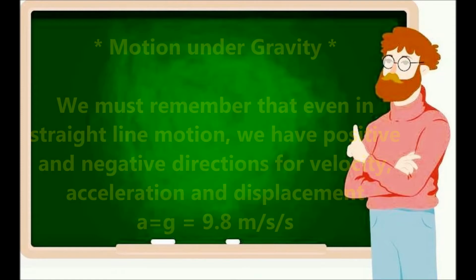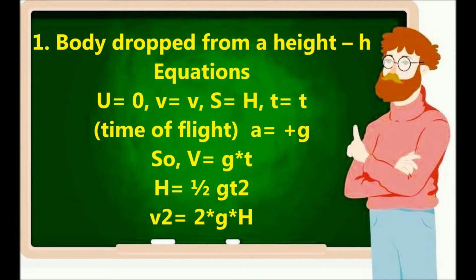Now we obviously have 3 equations. Body dropped from a height. So how will these equations change? u will be 0, obviously. There's no velocity initially. Final velocity will be v, displacement will be h, and time will be t. All will be positive. a will be plus g. Why is a plus g? Because we are taking downward as positive.